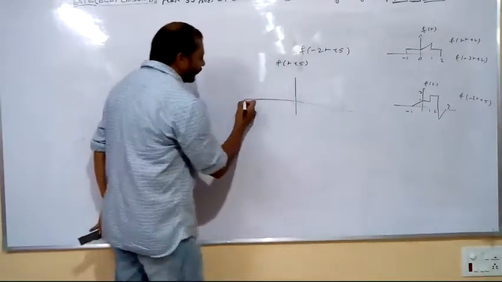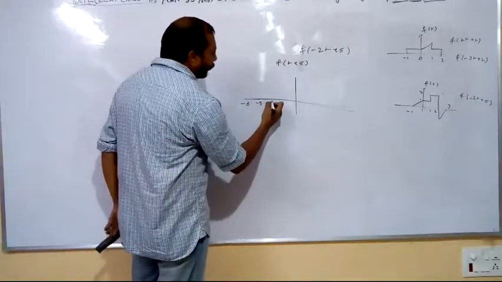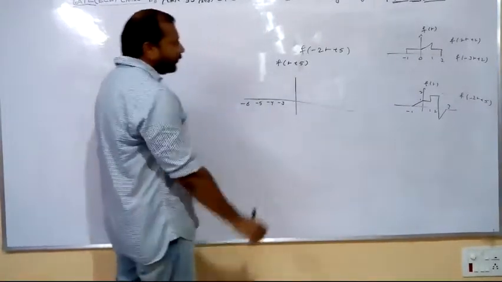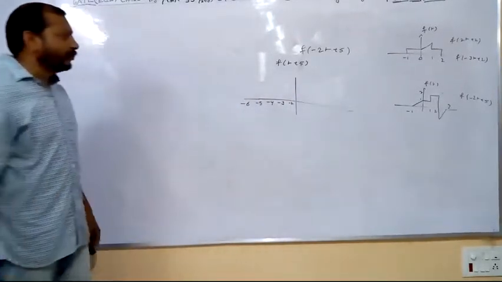So minus 1 will become minus 6, 0 will become minus 5, 1 will become minus 4, 2 will become minus 3, and 3 will become minus 2. These are the new instances.